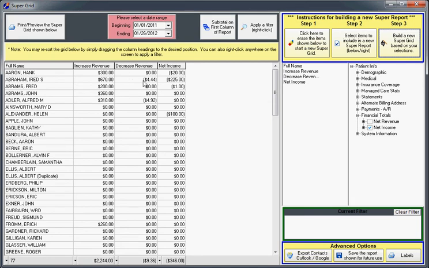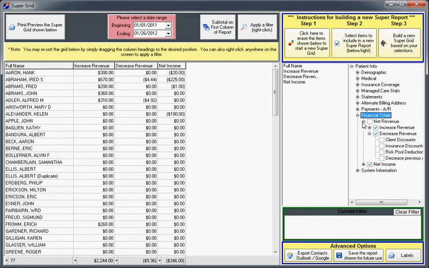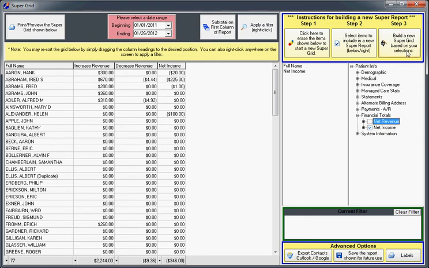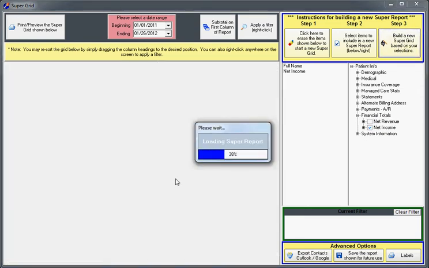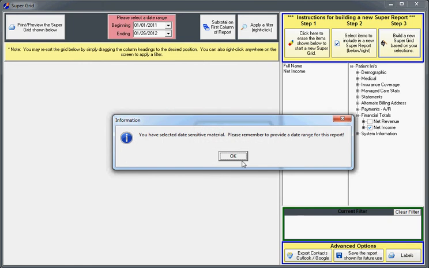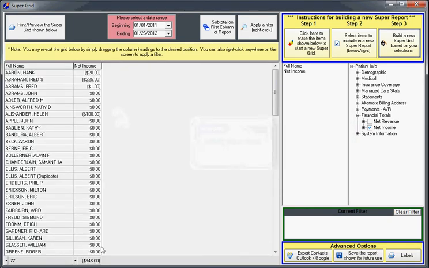And here is the income. Oops. I don't want increase or decrease. I just want net income. So let me rebuild that report. And here's the net income for the practice.